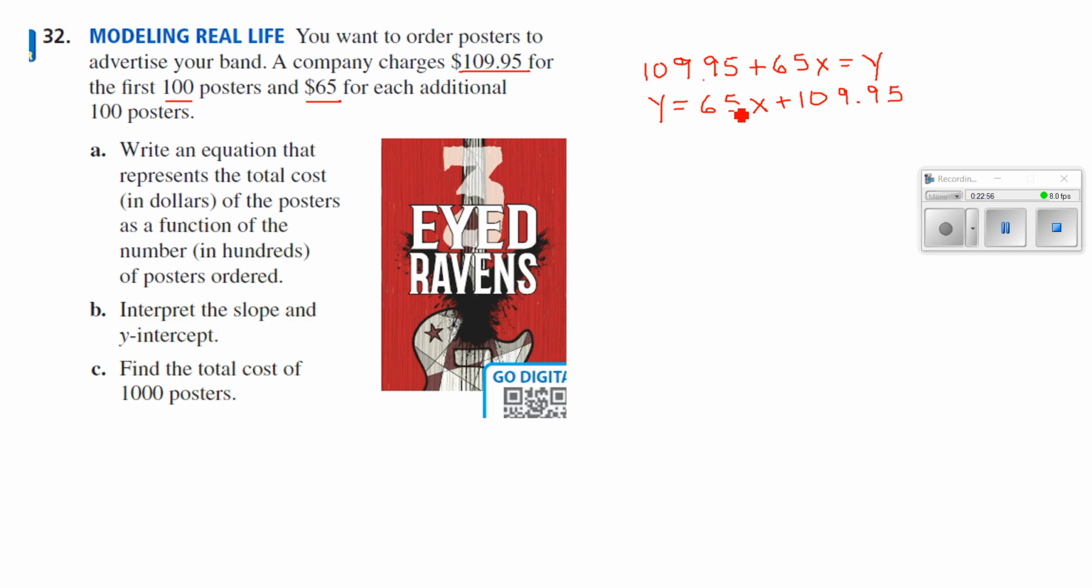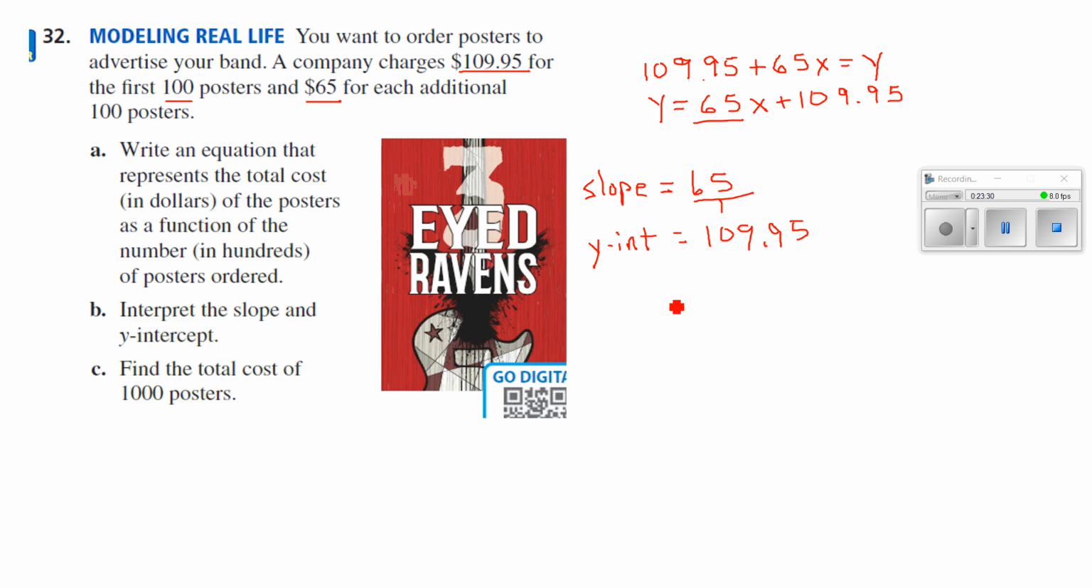And then it says interpret the slope and y-intercept. My slope is going to be 65 over 1, right? And then my y-intercept is actually going to be 109.95.